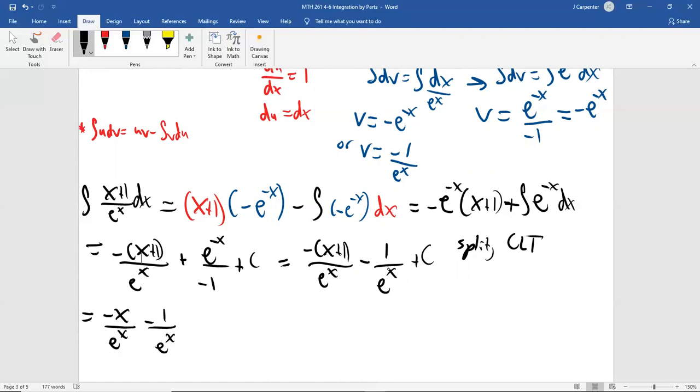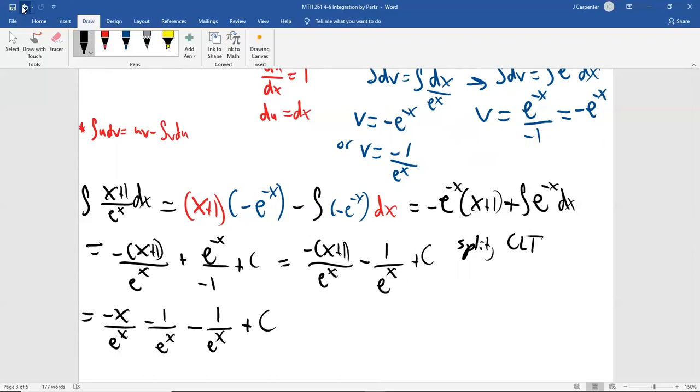The e to the x was in the bottom of the combined thing, so it should be in the bottom of them separated. First term, second term. Then this one right here is what was originally there, the 1 over e to the x. So this third one I just wrote is what was originally the second bit. And then you'll have your plus c after it.